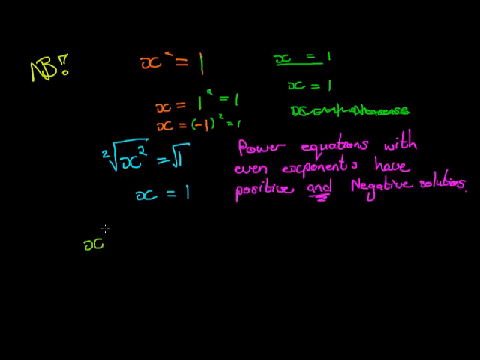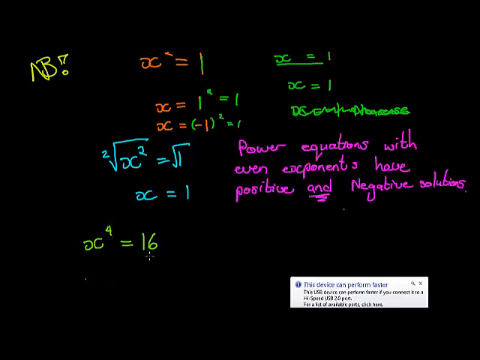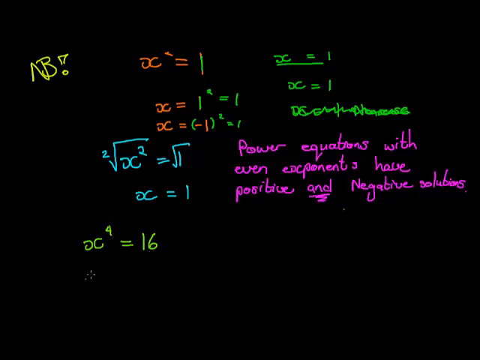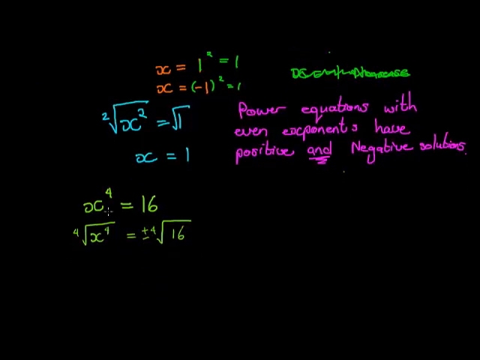If I had x to the power of 4 is equal to 16, so I take the fourth root on both sides, but because it's an even number, it means that it can have both positive and negative values. So we can take x to the power of 4 and take the fourth root of this is equal to, and because we're taking an even root, we'll have to put in a plus and minus in front as well. Which means I get two answers for this equation. I get x is equal to 2, or x is equal to negative 2.